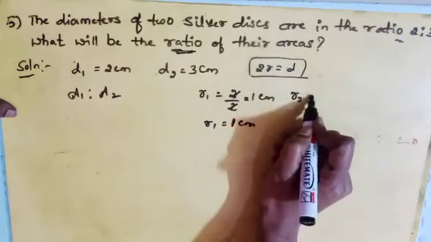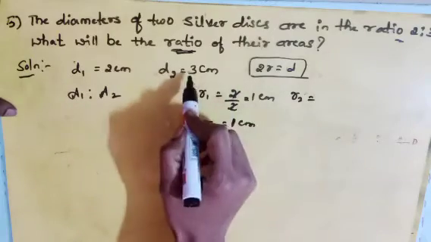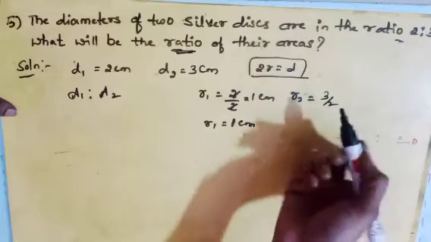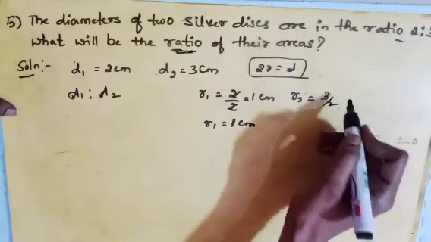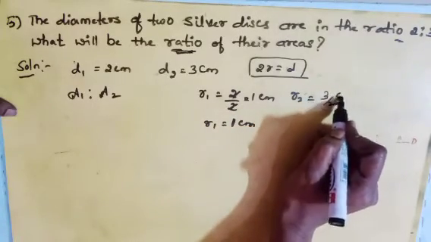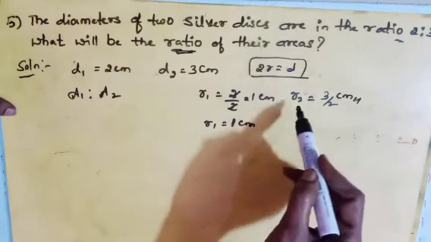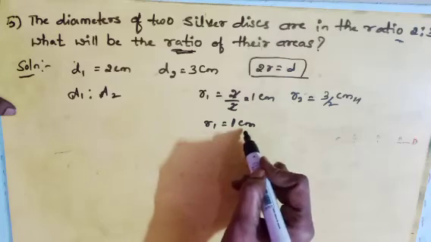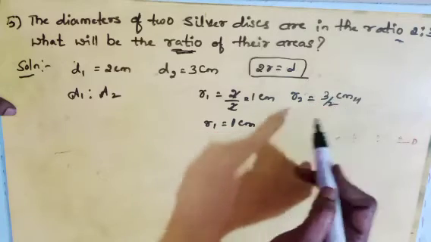Next, let us find the value of R2. Let us divide this 3 by 2. How much will we get? The same value only; it is not cancelled. So R2 is 3 by 2. We get the value of R2 as 3 by 2 centimeter. R1 is 1 centimeter, and R2 is 3 by 2 centimeter.